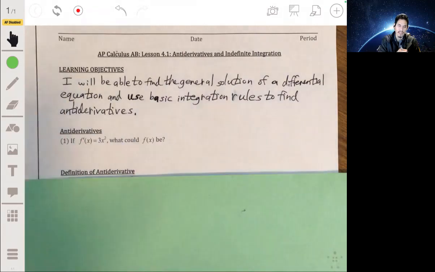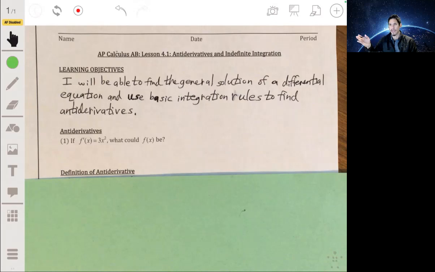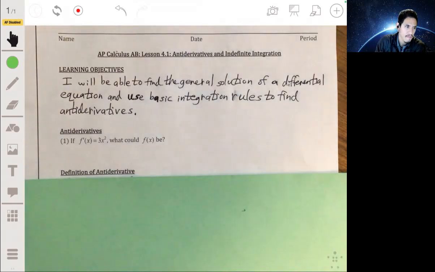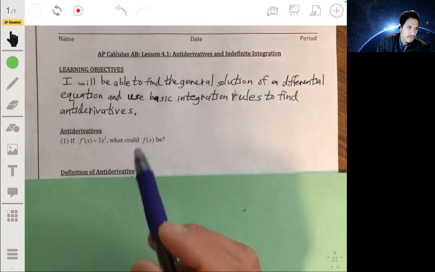If you remember back in chapter 2, when you first learned about derivatives, and now you end up using them all throughout chapter 2 and chapter 3, now we're going to learn about integrals or antiderivatives, and we're going to use them essentially to connect with derivatives, and we're going to be using them all throughout the rest of the course. So it's a big deal. So pay attention.